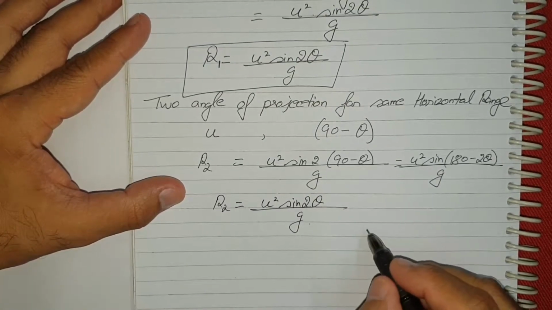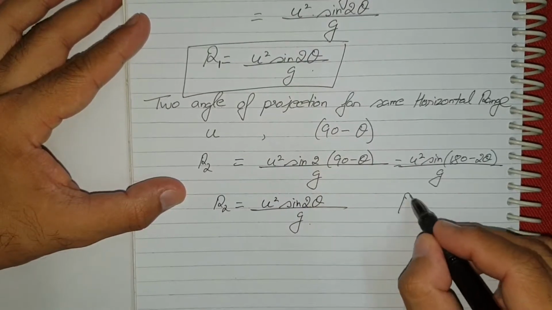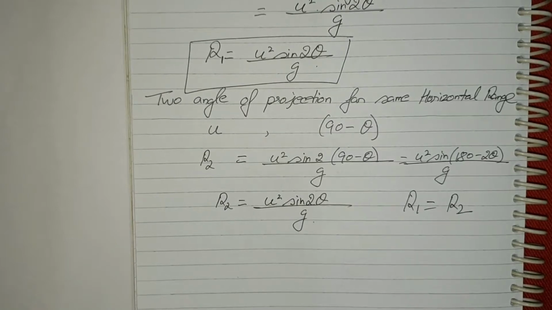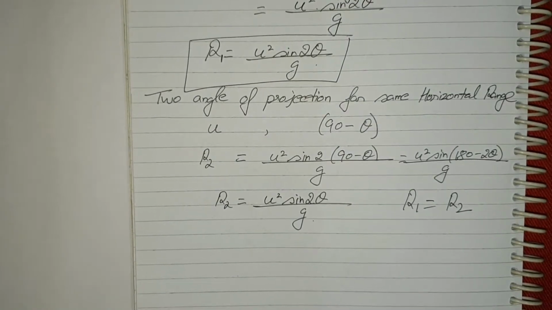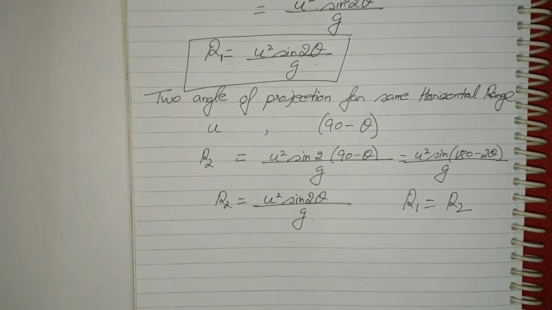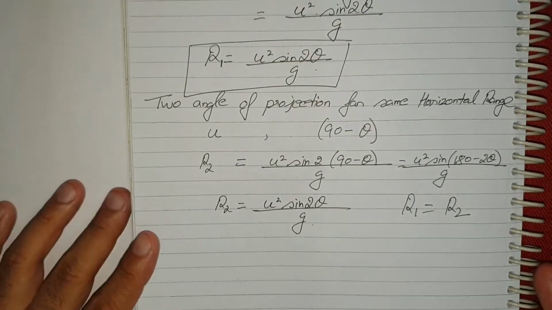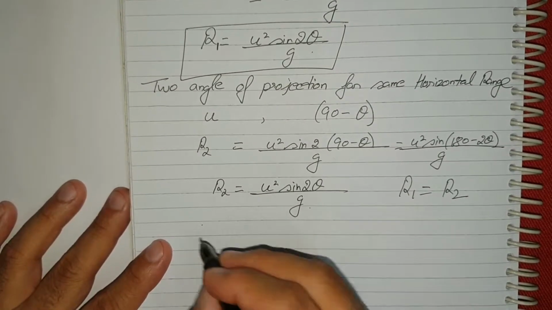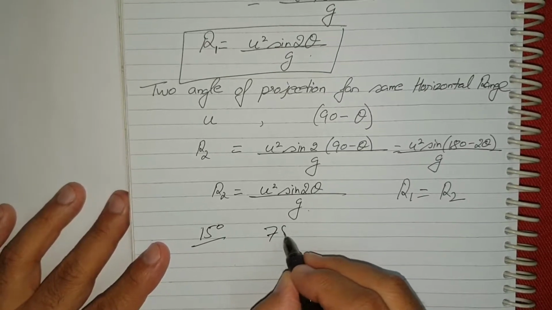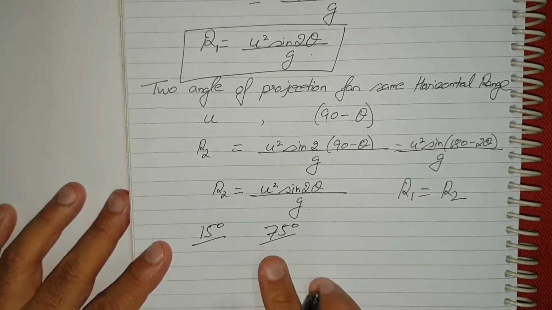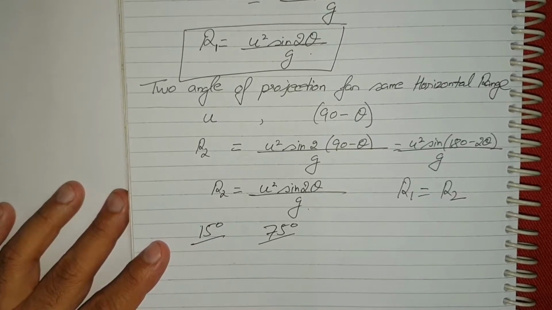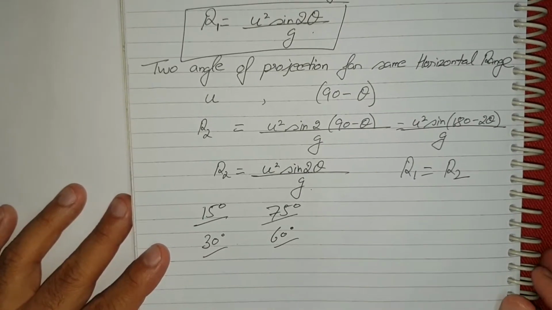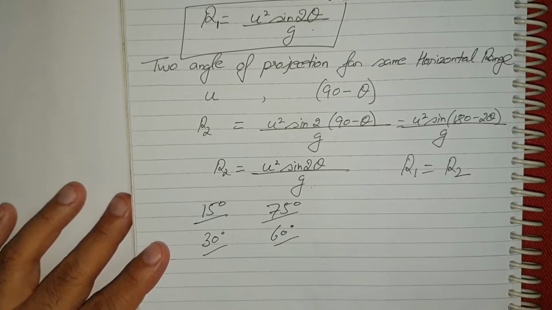So see, what we get is r1 equals r2. Thus the horizontal range is the same whether the angle of projection is theta or 90 minus theta with the horizontal direction. So even if you throw a ball or a stone at an angle of 15 degree and 75 degree, that will be the same, since 90 minus 75 is 15. Similarly, if you throw it at an angle of 30 degree and 60 degree, they will give you the same horizontal range.